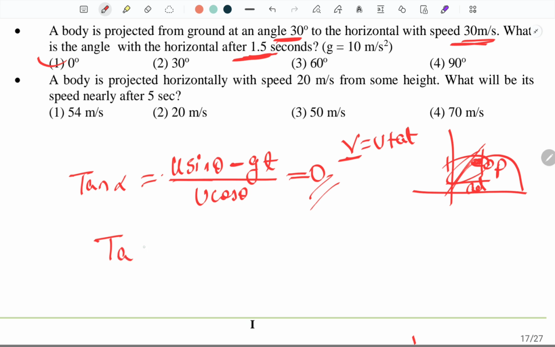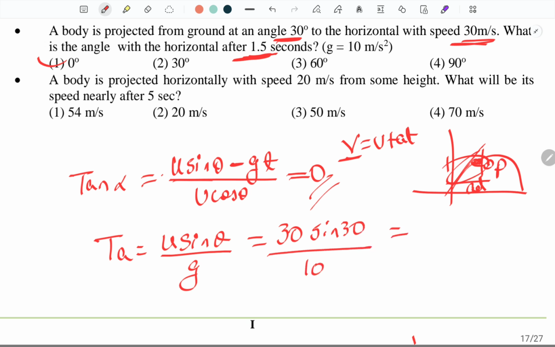If I find the time of ascent, u sine theta by g, you know that time of flight is 2u sine theta by g. Now I am talking only about time of ascent, so half of it, so it is u sine theta by g. U is 30, sine theta is sine 30, g let us say 10. 30 into half by 10. When you solve this, you get 1.5 seconds, which is what he has given.